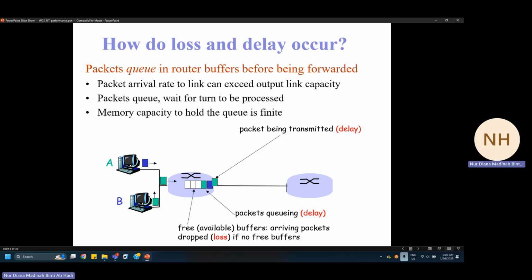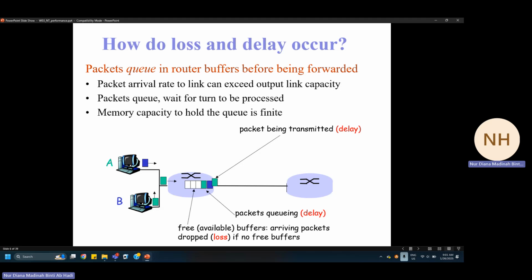So, how do the loss and delay occur? For this one we need to go back to the class of network operating system. You need to remember there are packets. Inside your packets, you have frames, a few components inside it. Usually we use the packets to queue inside your router buffer before being forwarded. So the packet arrival rate to the link can exceed the output link capacity. So packets will queue, waiting for their turn to be processed. Your memory capacity to hold the queue is finite.